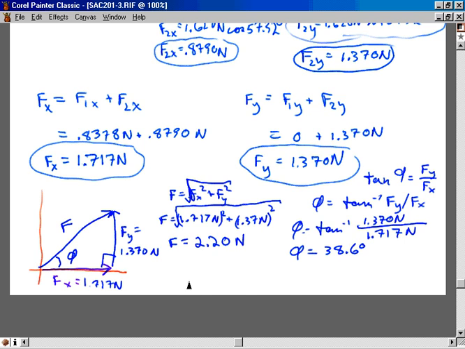3 sig figs. So the final answer is F vector is equal to 2.20 newtons at an angle of 38.6 degrees above the positive x direction, or counterclockwise from the positive x direction. And that's our answer.